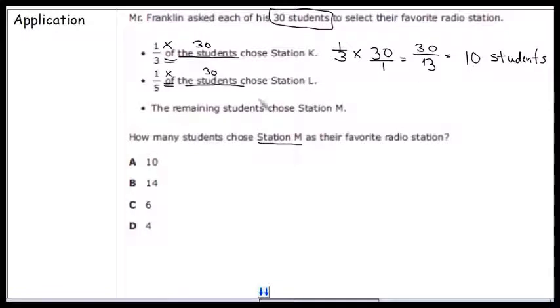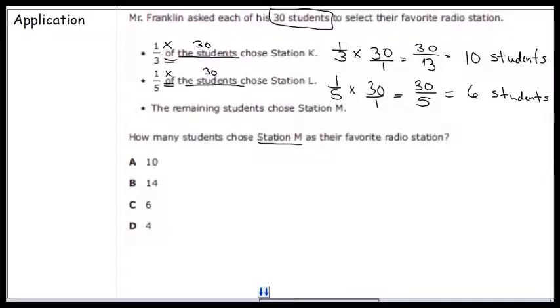Now we're going to do the same thing for station L. Now we have 1/5 of the students, and we have 30 students total. So again, we'll put 30 over a 1 and multiply top times top, numerator times numerator, that's 30. And then the denominator times the denominator, that's 5. So 30 divided by 5 is going to give me 6. So we have 6 students.